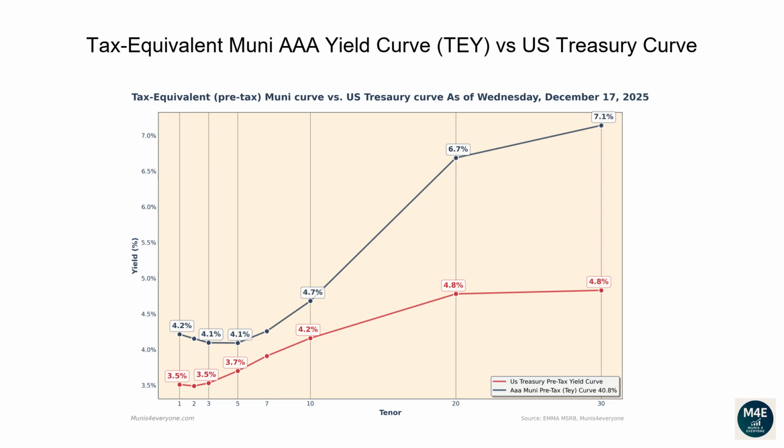For example, if you wanted to buy a 30-year bond, a AAA Muni bond would yield 7.1% compared to a lower yield of 4.8% from a Treasury bond.